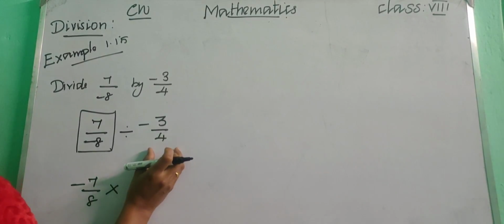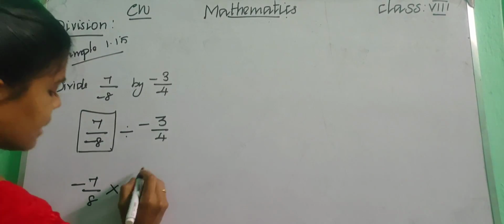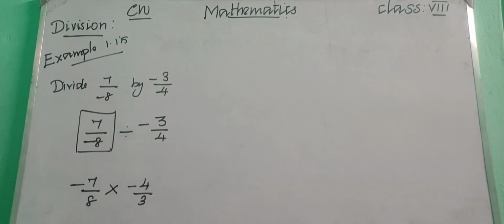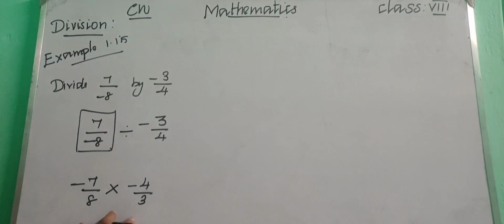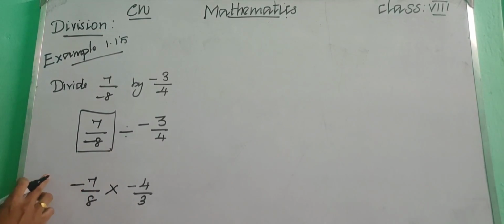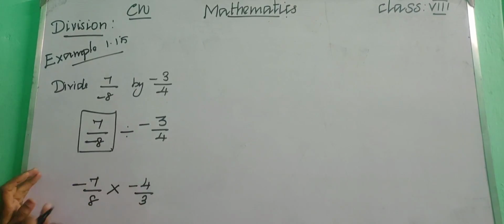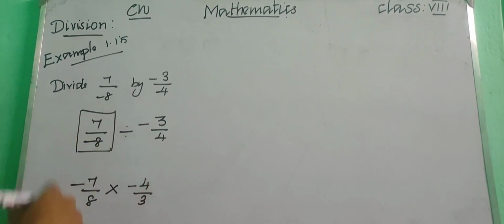Minus 3 upon 4 means 4 upon 3, right? Minus 4 upon 3. So it's the reciprocal of this minus 3 upon 4. So now we got the multiplication format, right? Now it is very easy to solve this, right? So first of all, we can either multiply the corresponding numerators and corresponding denominators, and after that we can make it into standard form, or else we can make that into standard form and then we can solve it.